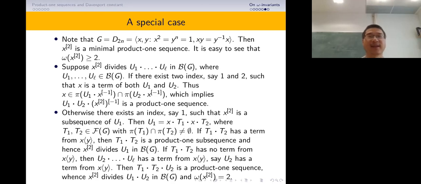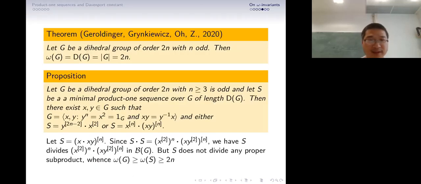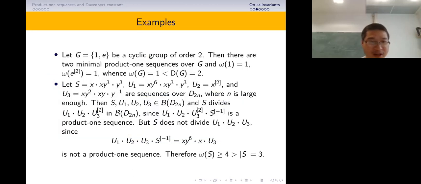Here, this is basically to show that we give a minimal product-1 sequence. This is a very simple case. In fact, we cannot hope that for a minimal product-1 sequence the omega invariant equals the length of the sequence. We see the example here, and we know that the omega invariant of the sequence could be strictly larger than the length of S.